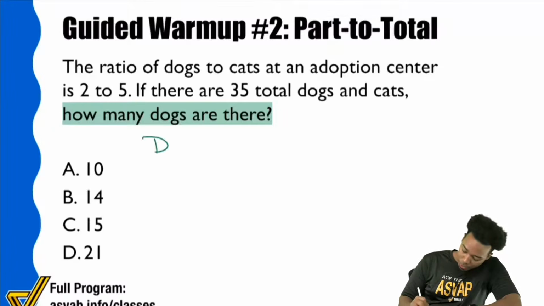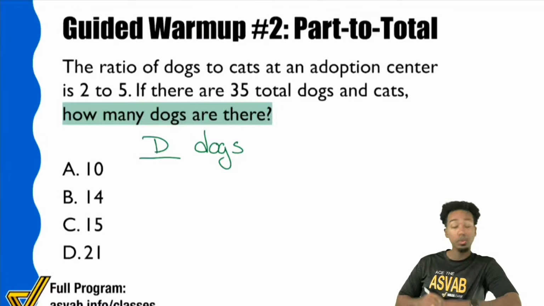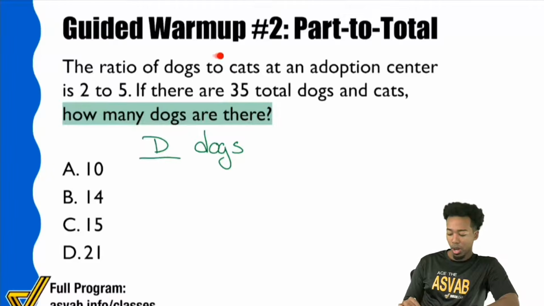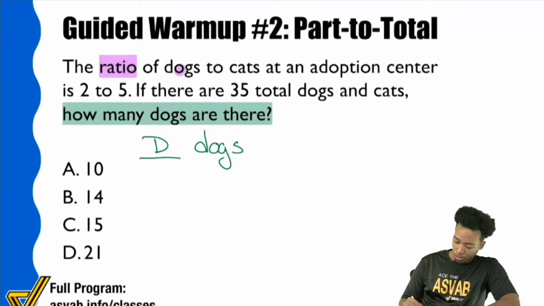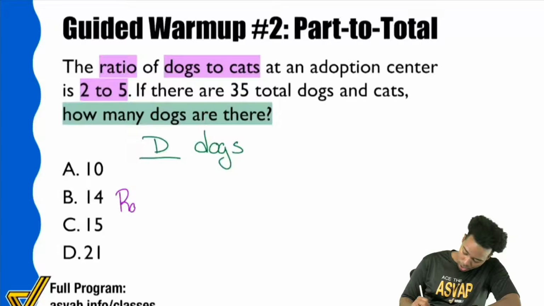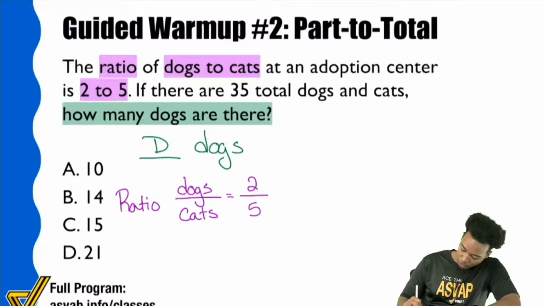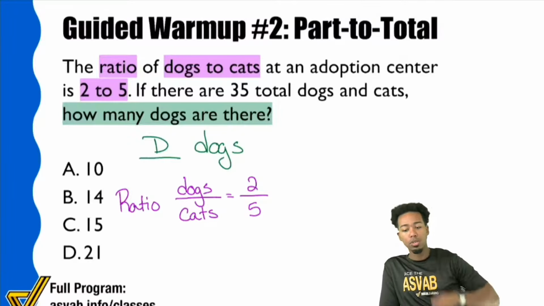I'm going to say D for dogs. And so let's read the information. Let's see what we got. The ratio of dogs to cats at an adoption center is 2 to 5. Okay, let's write that down. Ratio dogs to cats is 2 to 5. So I'm going to write that down. The ratio, dogs to cats, so I'm going to put dogs over cats. And they say it's 2/5. Everybody, yes or no? Is that correct before I continue?